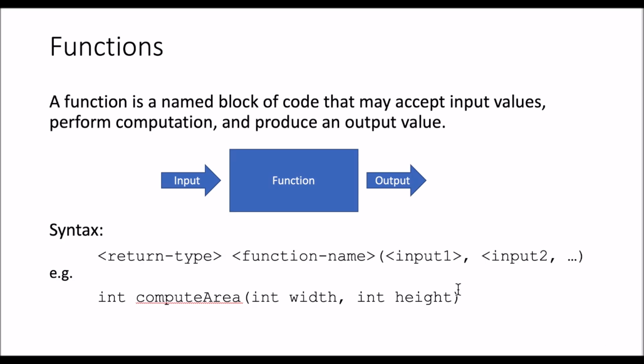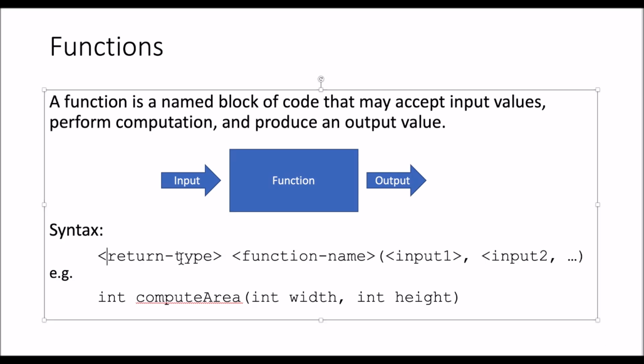The syntax for a function is a return type, then a function name, which is just an identifier, similar to a variable name, and then there are multiple inputs. Inputs are also called parameters, and these are essentially like variables that exist inside the function. An example here is compute area. It expects two inputs, width and height.